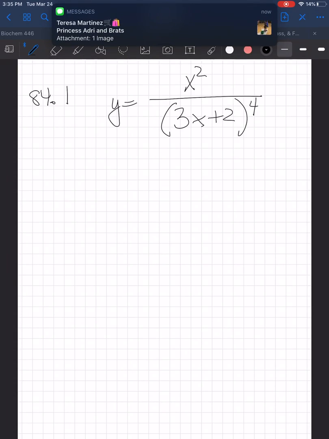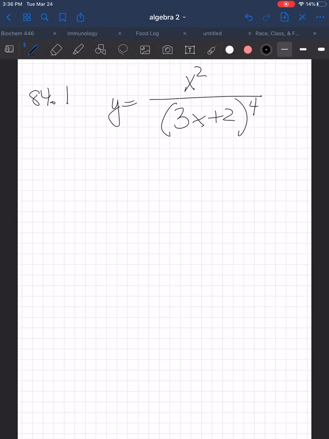If you look at this first problem, it's 84.1 and it says y equals x squared over (3x plus 2) to the fourth power, and we're supposed to find dy/dx. Well, we would have to use the quotient rule and the power rule, which means the chain rule, and there's a lot of different ways to make mistakes when you have to use all those rules combined.